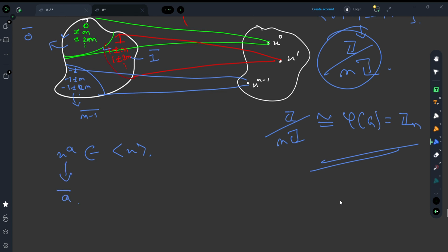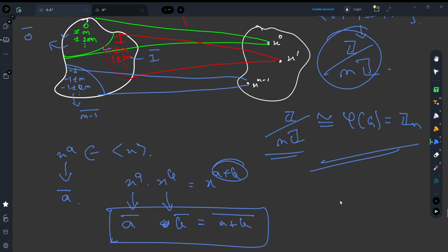So what is the operation defined here? If you carefully observe, x to the power a times x to the power b is x to the power a plus b. So x to the power a brought to this, x to the power b brought to this, will be mapped to x to the power a plus b, so it will map to the class of the fiber over a plus b. This is indeed the operation in Z mod nZ, right?